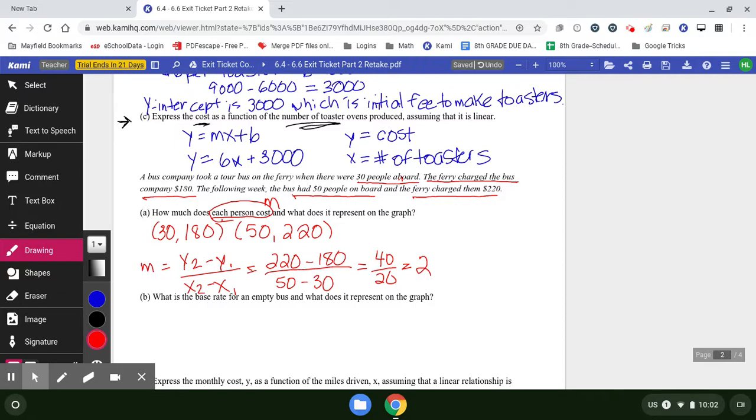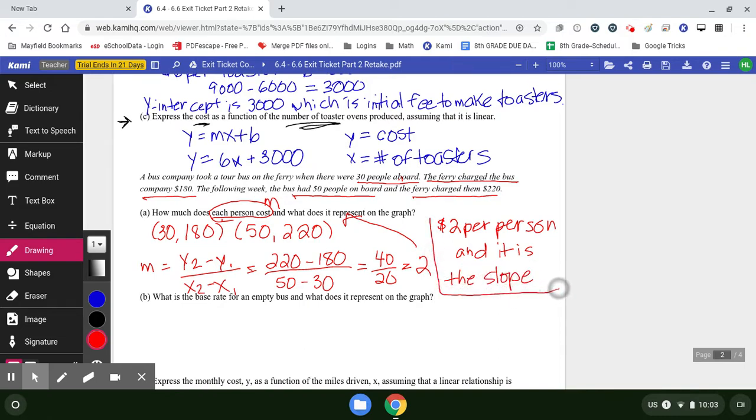Well, what is that? They kind of already told us way up in the problem. How much does each person cost? Okay, so it's $2 per person, and on the graph, it is the slope. Okay. Now it says, what is the base rate for an empty bus? This is another way of saying one-time cost, one-time fee, and what does it represent on the graph?